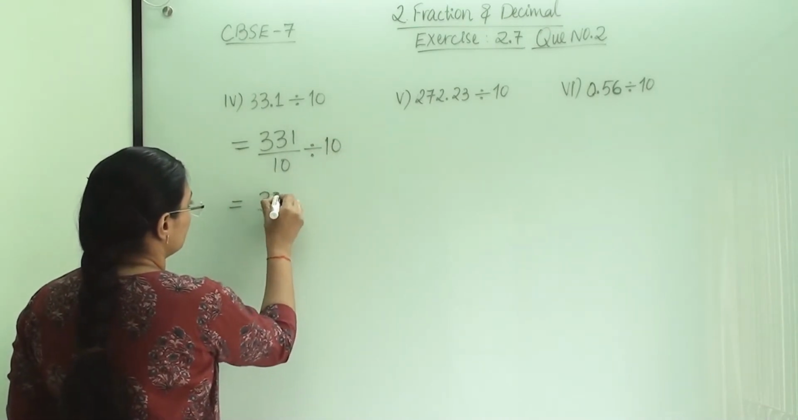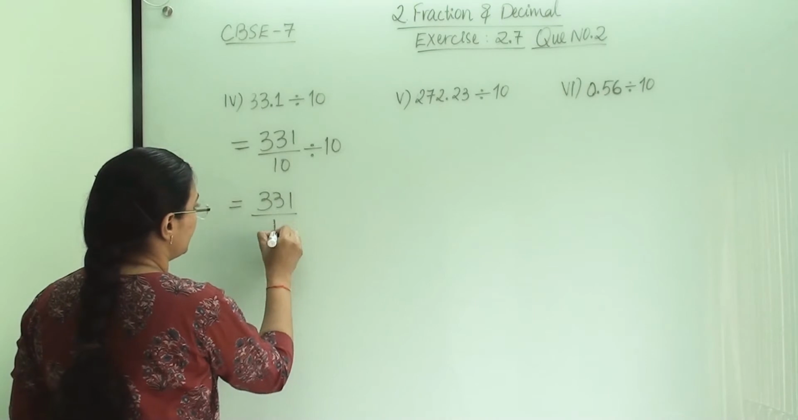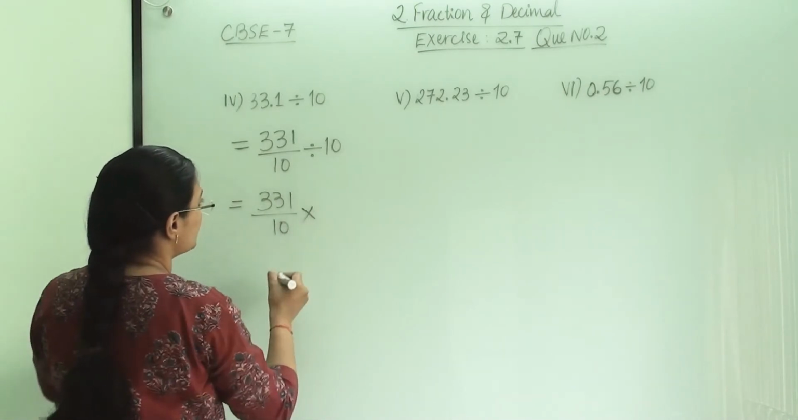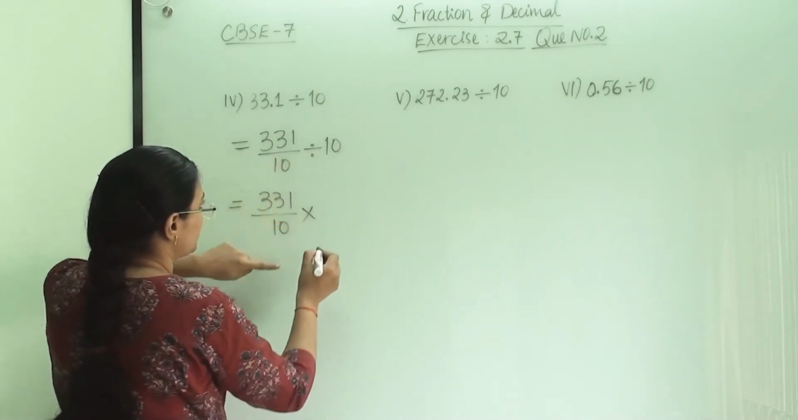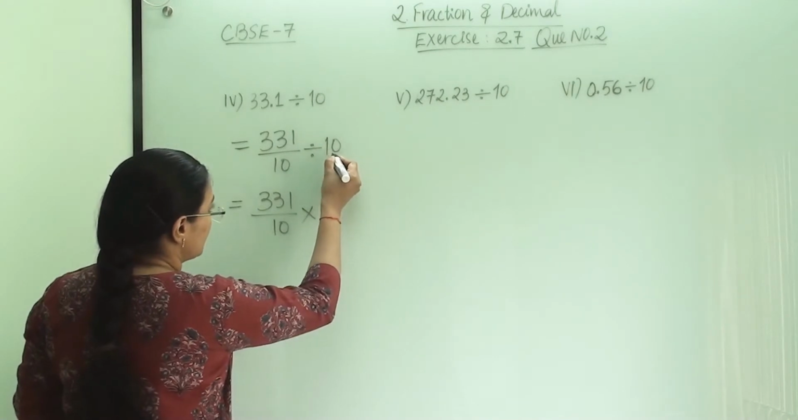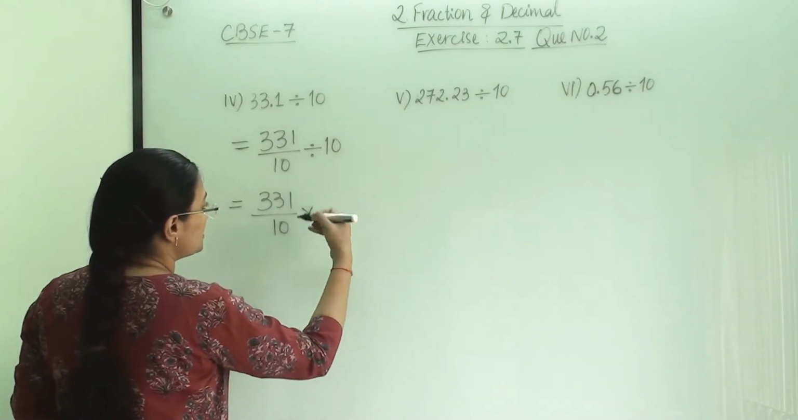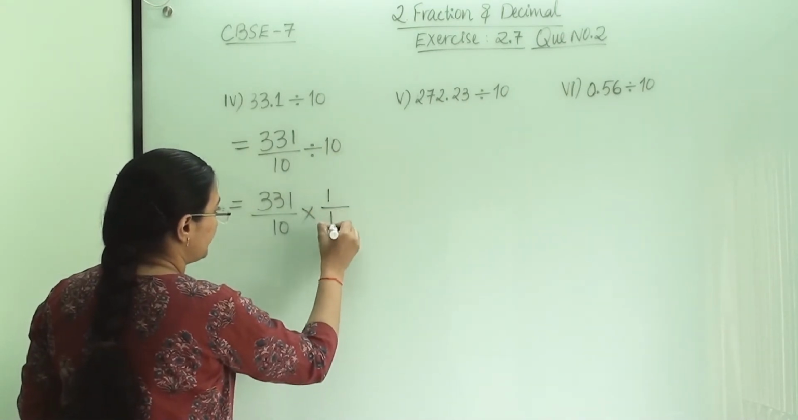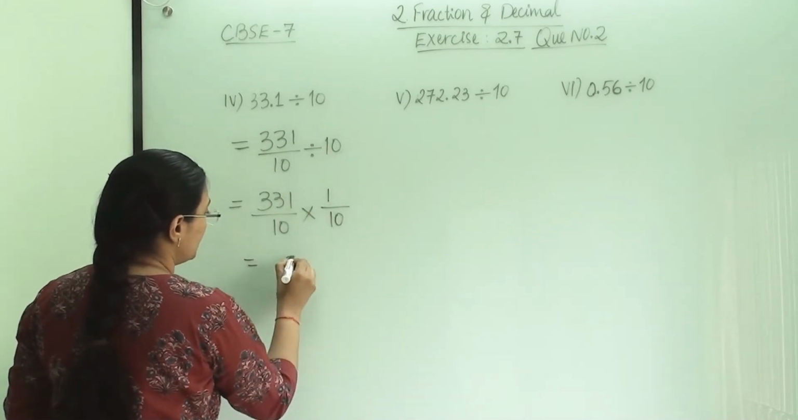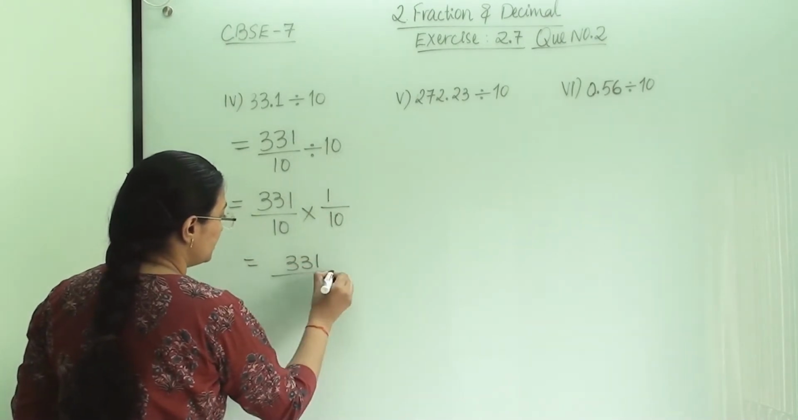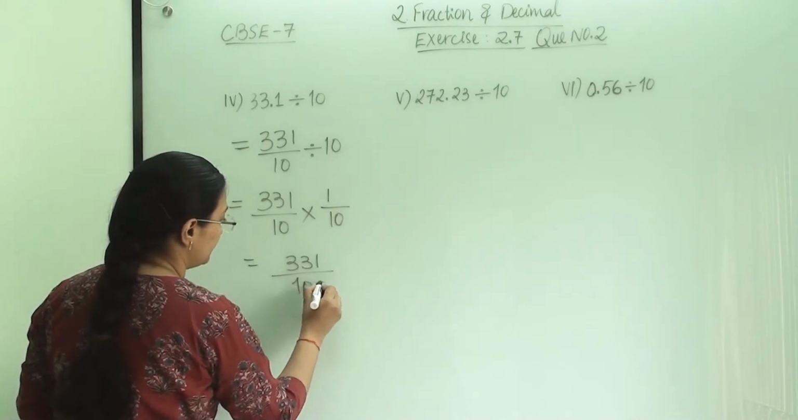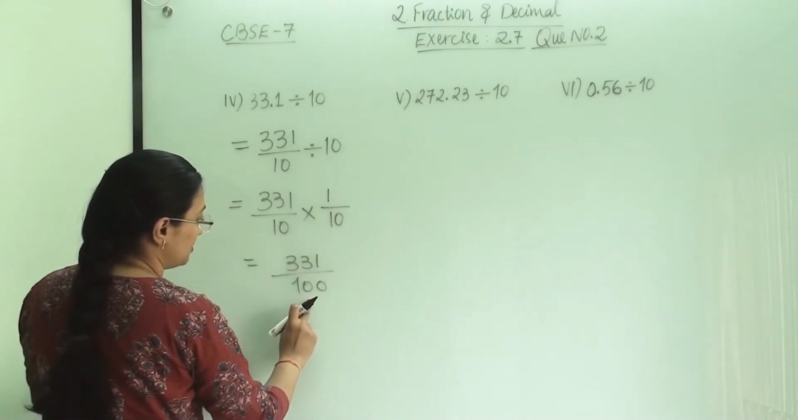So now 3.31 in division with 10, we are changing this division sign into a multiplication sign. This 10, we are changing it to its reciprocal form, so 1 divided by 10. So now 331's denominator, we got here 100. 10 into 10, so we got here 100.